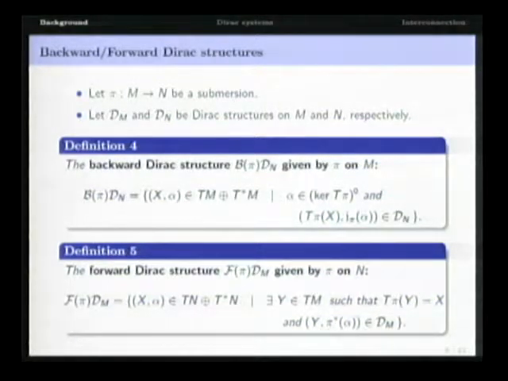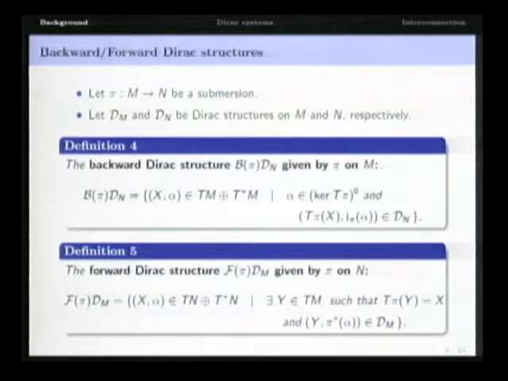For the backward notion, we take the one on N and pull it back to have a Dirac structure on M. The way it's defined, we take a pair that is living in the Pontryagin bundle on M, and alpha must be in the conormal bundle, the annihilator of the kernel of the tangent map of pi. Then we can get a pair of elements living in the Pontryagin bundle of N that must live in the Dirac structure we had. To do that, we use the tangent map and the vector bundle morphism we had at the beginning. So this element is living in TN Dirac sum with T star N.